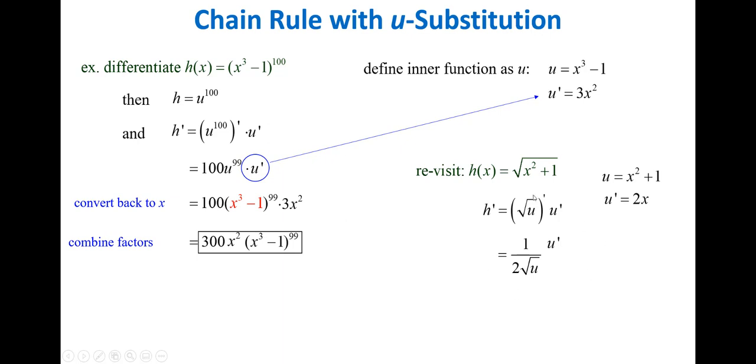And now all the derivatives have been taken. I'll substitute back in for x. This factor becomes 1 over 2 radical x squared plus 1 times 2x, and writing this as a single fraction. Again, as we saw in the previous slide, the 2's will cancel, the x will go in the numerator. Derivative is x over radical x squared plus 1.